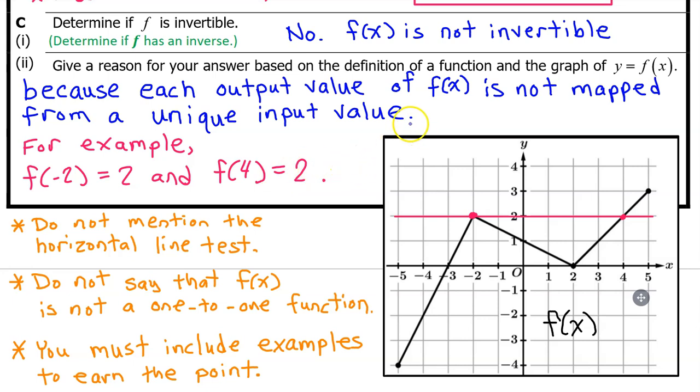Now be careful, there is something different that you have to do when the answer is no. If you stop here, you will not earn the point. You have to provide an example to illustrate what you're talking about. For example, f at -2 is equal to 2, and f at 4 is equal to 2. Now you've earned the point.